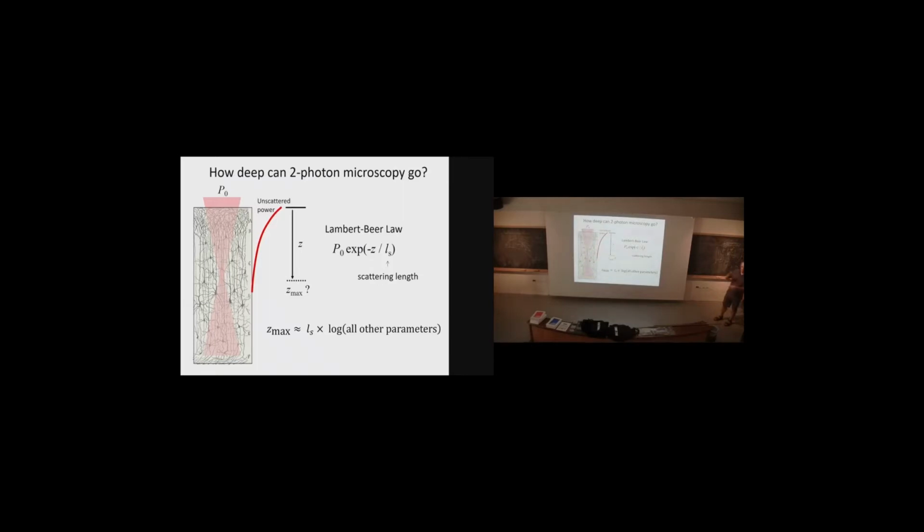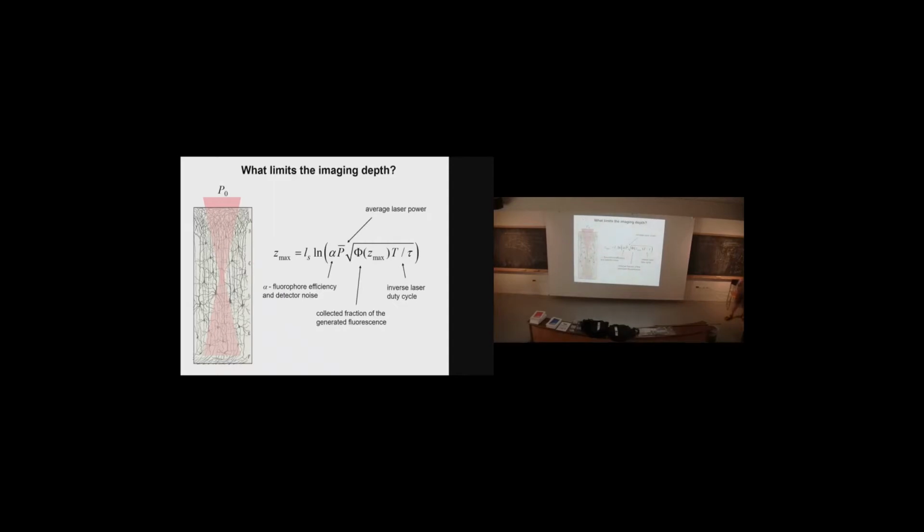All other parameters are inside a log, and log is a function that's very flat. So all other parameters actually don't play a huge role. The biggest role comes from LS, the scattering length inside that tissue. All right, so let's start by looking at all the other parameters. Let's look in a little more detail at this equation. The maximum depth penetration will look something like this.